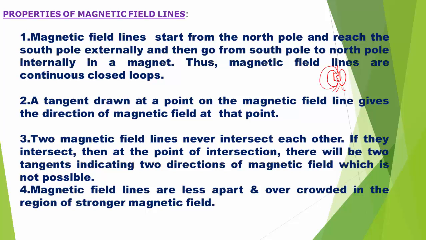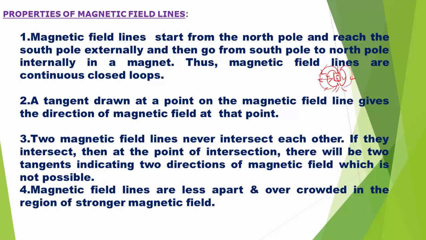Two magnetic field lines cannot intersect each other. And a tangent drawn at a point on the magnetic field line, wherever I draw the tangent, it represents the direction of the magnetic field at that point. And two magnetic field lines never intersect each other. If they intersect, then at the point of intersection there will be two tangents indicating two directions of the magnetic field, which is not possible.